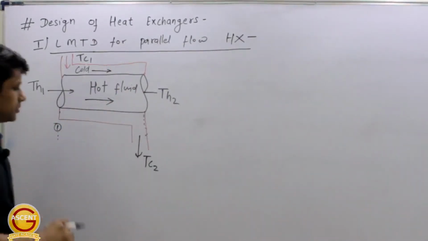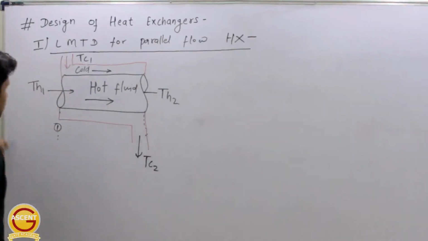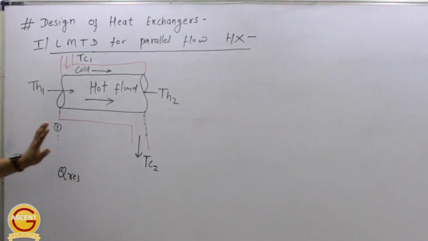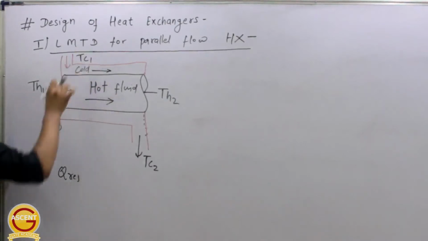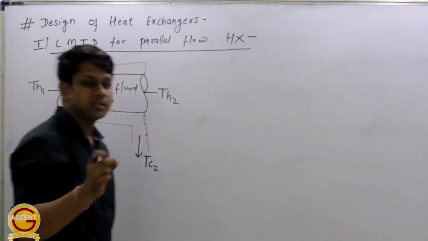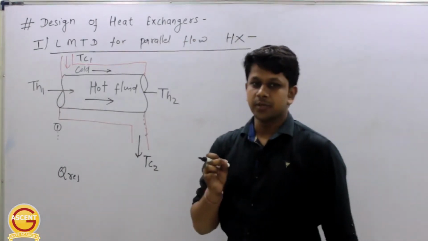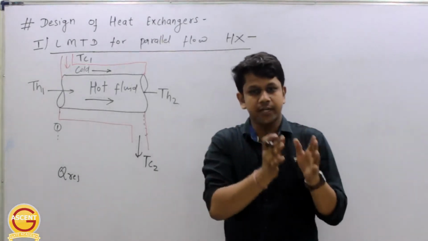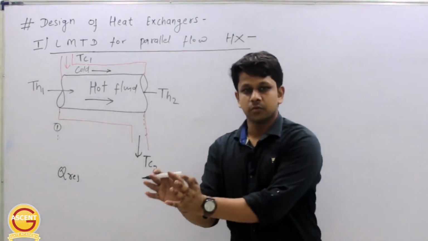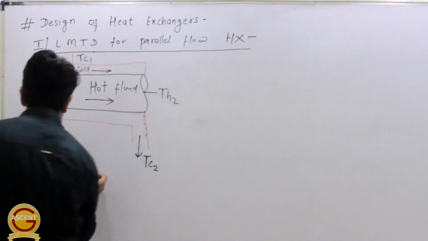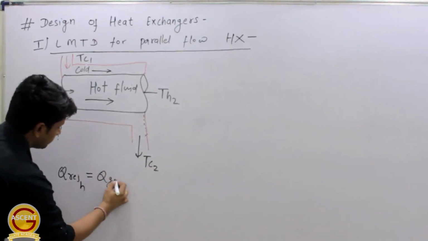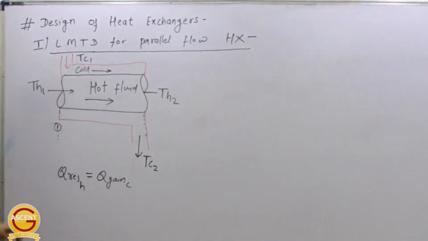Now can you tell me what will be the heat transfer equation? Let's say we are writing the heat rejected by hot fluid. This hot fluid will reject heat to the cold fluid, and if you remember, our assumption was the heat transfer is occurring between two fluids only. So no heat is getting lost to the surrounding. So whatever heat the hot fluid will reject, the same heat the cold fluid will gain. Okay, so balance this. Q rejected by hot fluid, H, will be Q gained by cold fluid, correct?